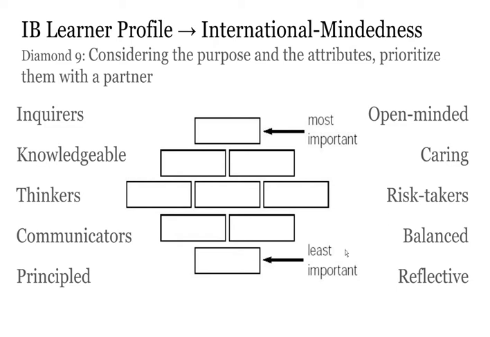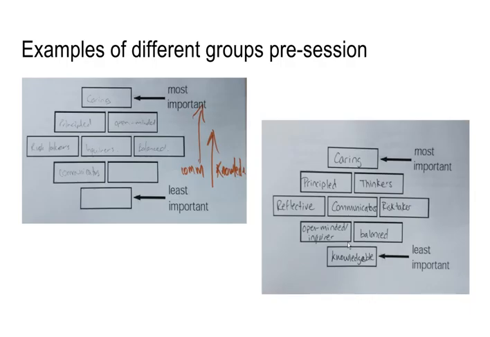So it was quite interesting conversations that were coming out right away. Some of the teachers really felt that this was not a great activity because there are 10 attributes and how can you just eliminate one? Others got into it right away and could justify why they thought certain attributes were more important than others when we're looking at international mindedness, as you can see from the diamond 9 on the right.